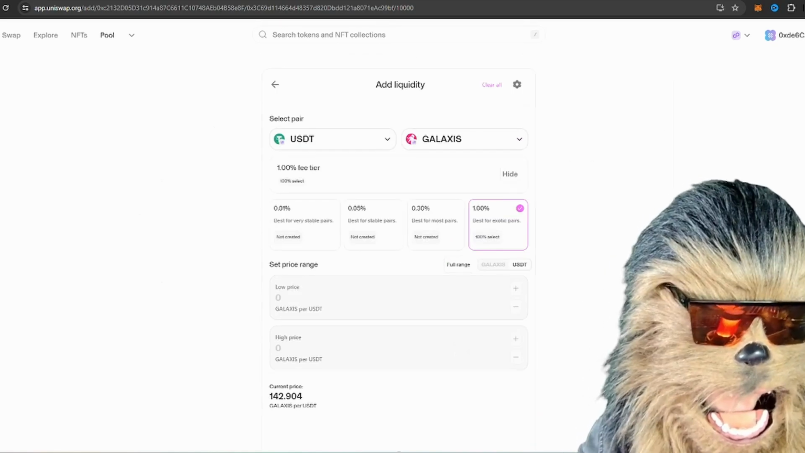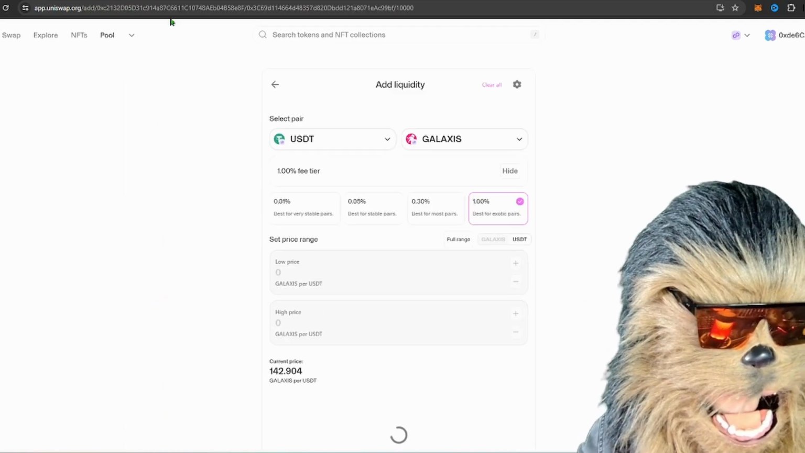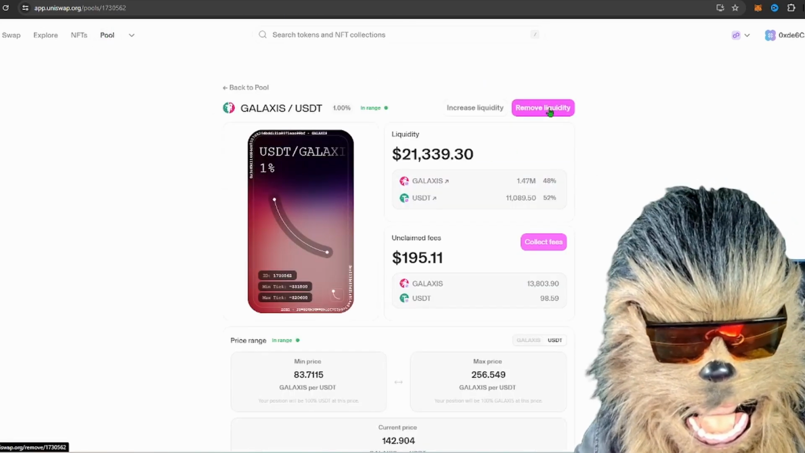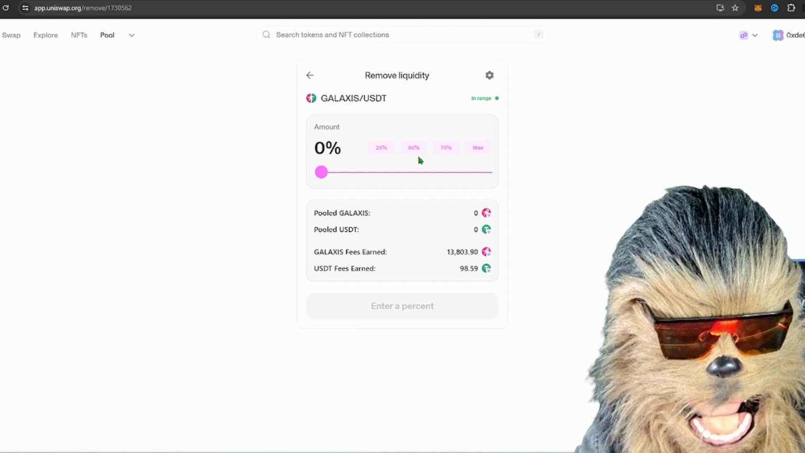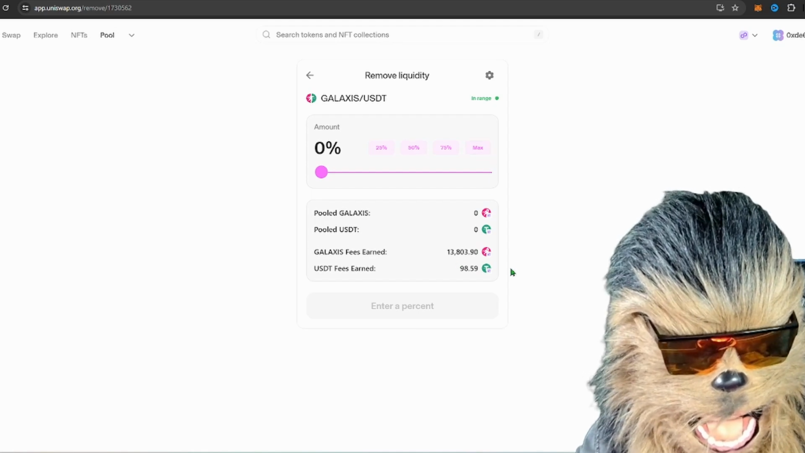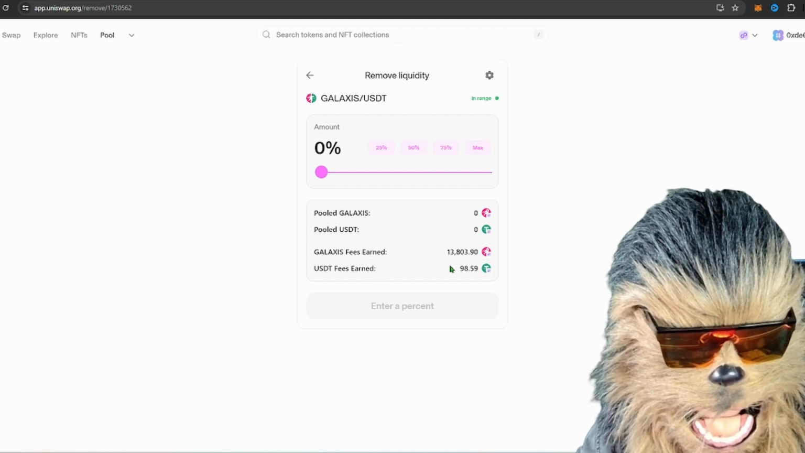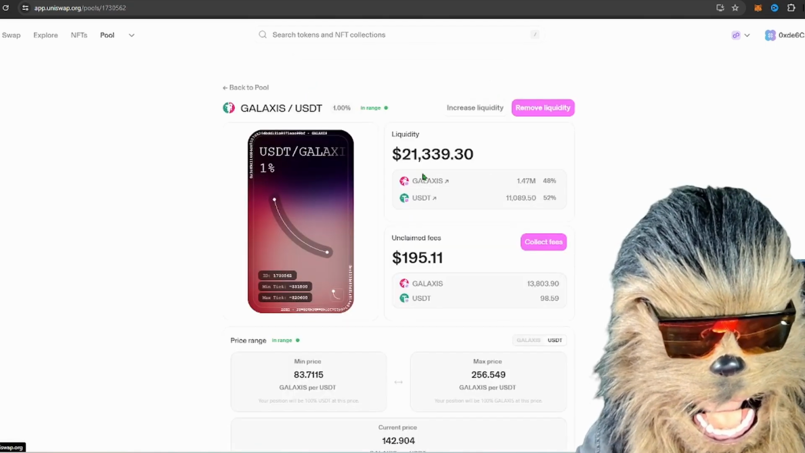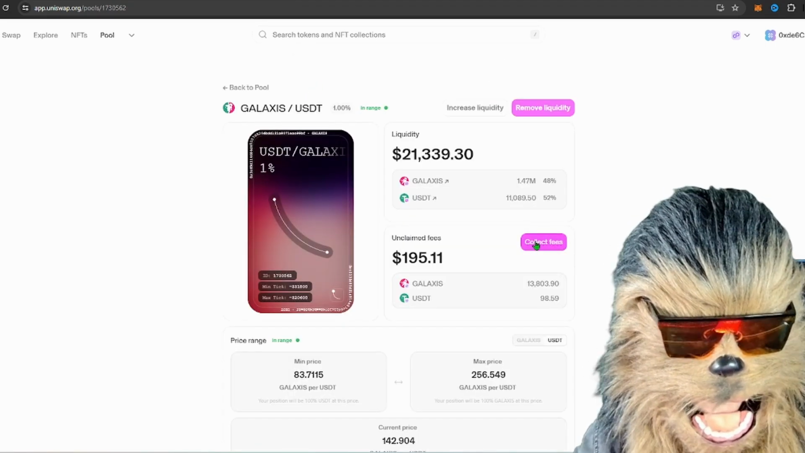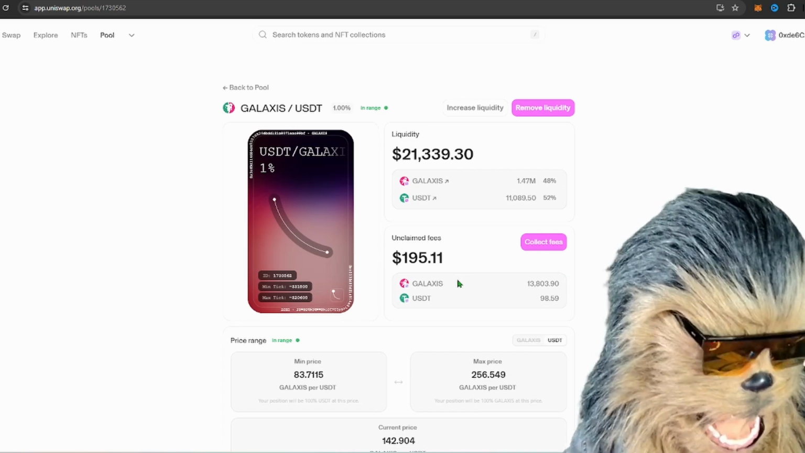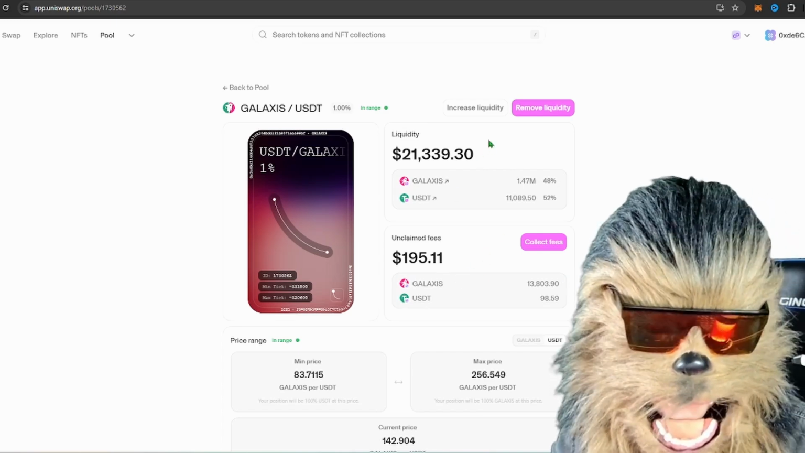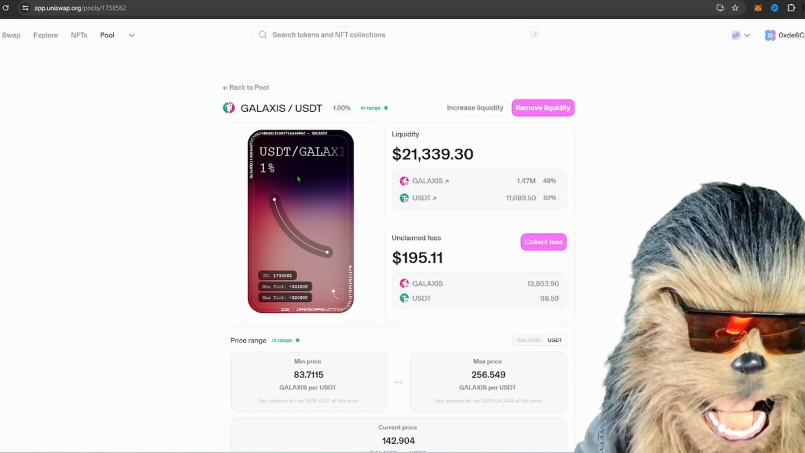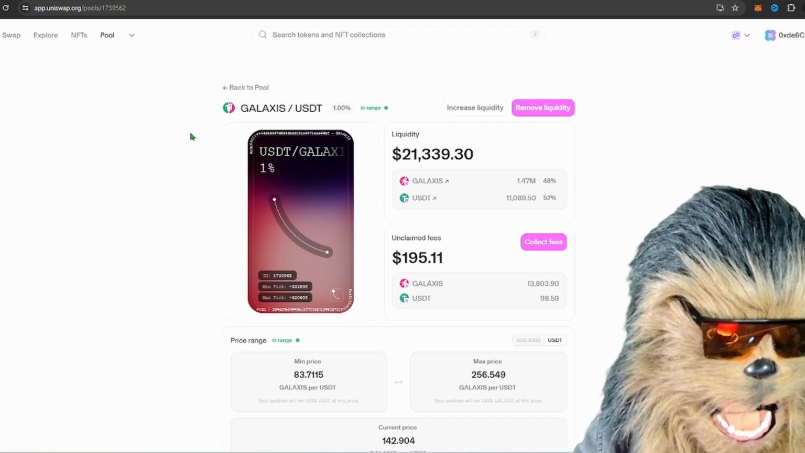Now that's what's cool. This is not locked up in any way in the sense that you cannot pull it out. You just literally click remove liquidity. It'll ask you how much you want to remove. You can remove all of it and pull all of this out. And it'll of course add the fees too. Now what you could do instead is just collect your fees, so you don't have to remove all the liquidity. You could even add those fees back into the liquidity if you want to compound. So that's all the plus and minuses of the Galaxis pool, or just pools in general.